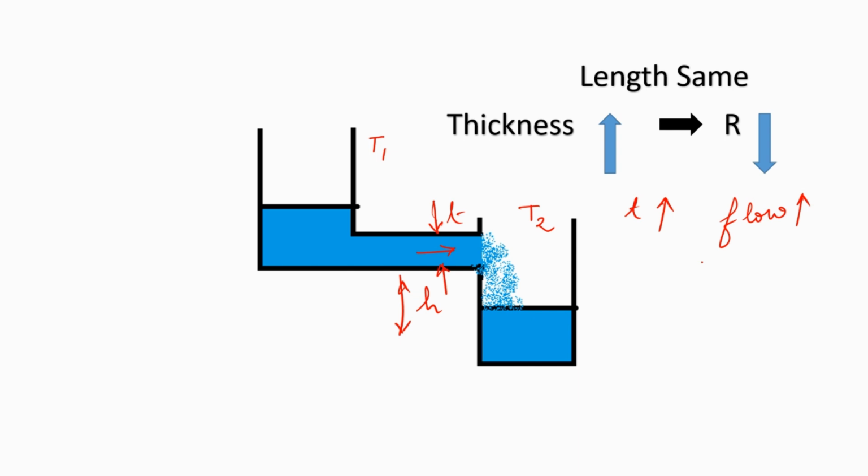In the electrical environment, we can therefore say that if the area of the conductor or the thickness of the conductor is increased, then the resistance that it offers decreases, which in turn leads to an increased rate of flow of charge or increased amount of current flowing through it.